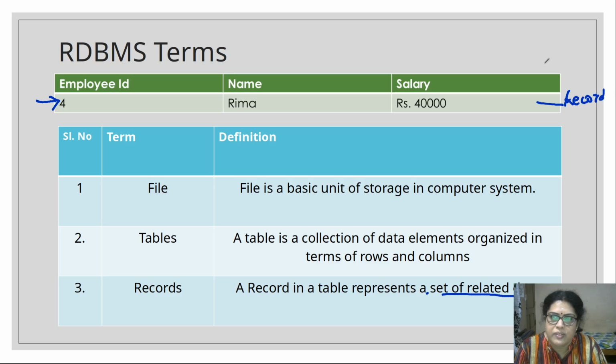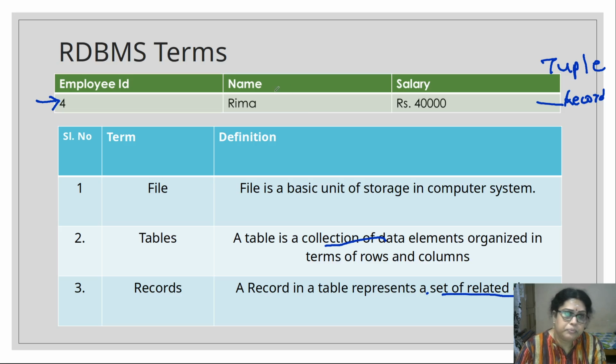It is also known as a tuple, T-U-P-L-E. So a tuple or a record is nothing but a set of related data. Now a table can consist of many records. So how do we define a table? A table is a collection of data elements organized in terms of rows and columns. Let us say that there are 50 employees in the company, then everything is known as an employee table.